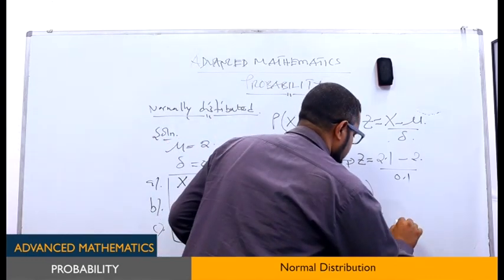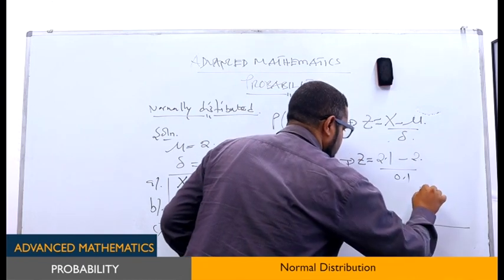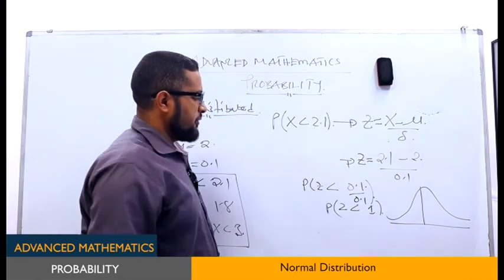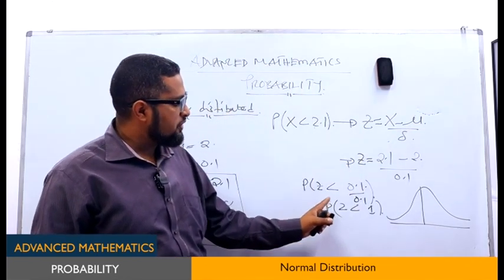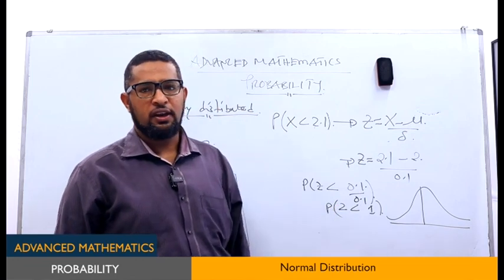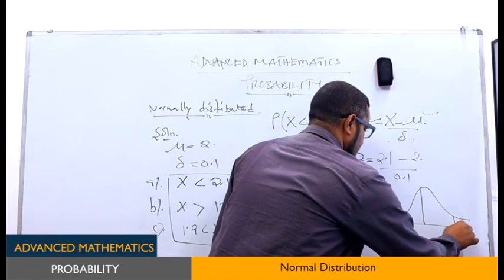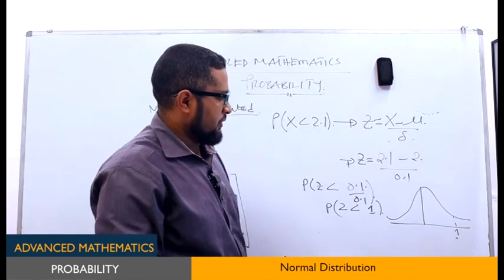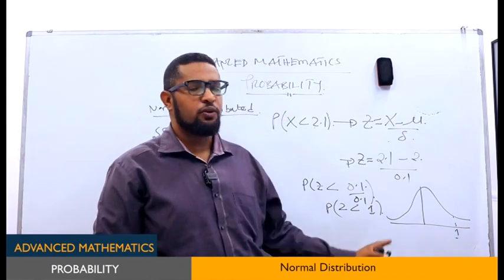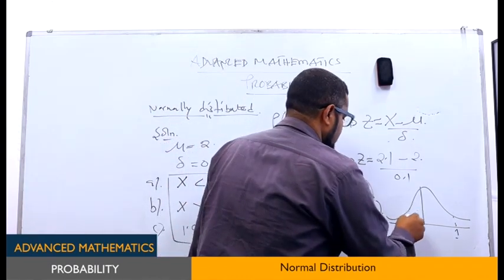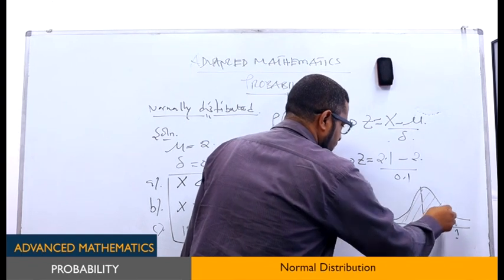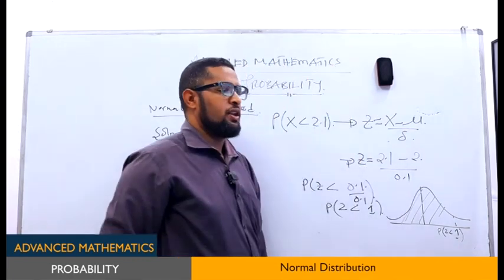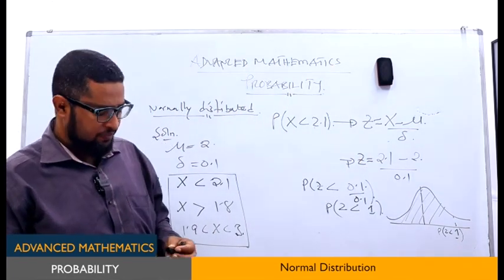Now, how do you show that in the normal curve? Just draw a curve and represent z less than 1. Here is 1. Which area shows z less than 1? This is the area showing P of z less than 1. That is case number 1.